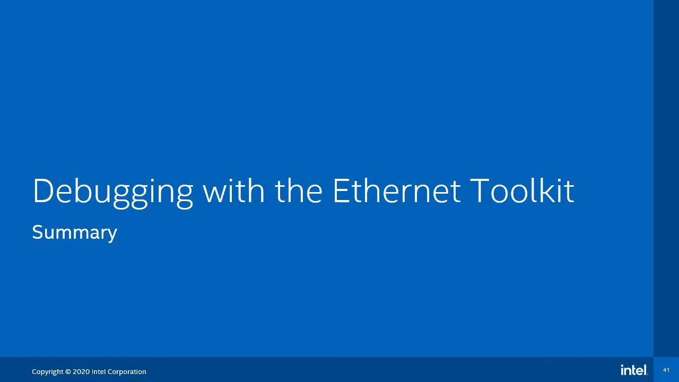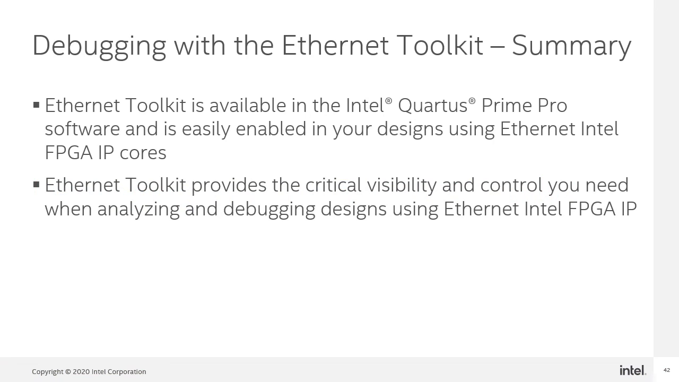So this concludes our look at the Ethernet Toolkit. As you've seen from this training, the Ethernet Toolkit is easily enabled in your design or example design when you're configuring your Ethernet IP core. Once enabled, you have critical visibility and control into the operations being performed by the core through the core's register map. This visibility can be crucial when you're getting a link up and running or debugging potential issues.